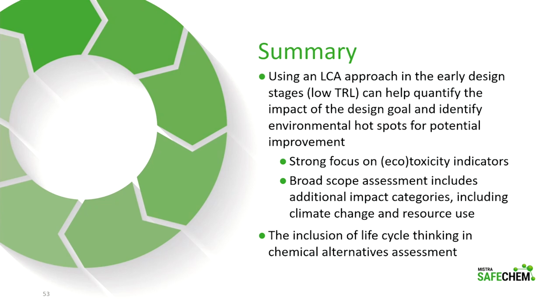So in summary, using an LCA approach in the early design stage can help quantify the impact of the design goal and identify environmental hotspots for potential improvement. Here, we have had a strong focus on the toxicity and ecotoxicity indicators, but of course, a broader scope assessment is important to also include other impact categories so you don't shift the burden to another impact category. And then finally, the inclusion of life cycle thinking in the chemical alternatives assessment we see also is crucial.